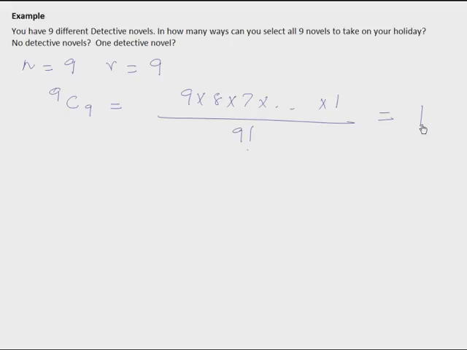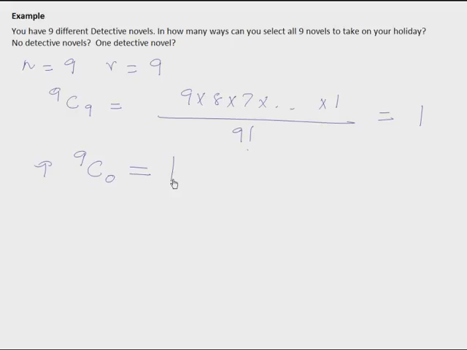In how many ways can you pick no detective novels? Okay, this is a tricky one. I don't want to pick any novels. Is there actually a way in which I can do it, or there are no ways I can do this? There is a way I can do it. I just don't take any novels. That's a way. I want no novels and I don't take them. So I actually have a way of not taking any novels. Therefore, the number 9 choose 0 should equal 1.